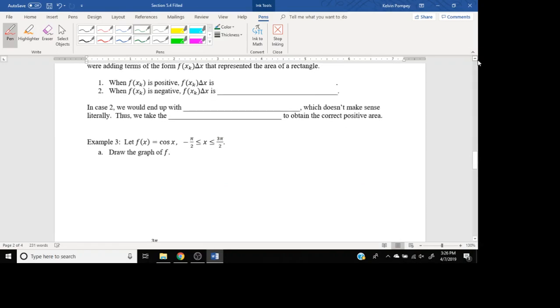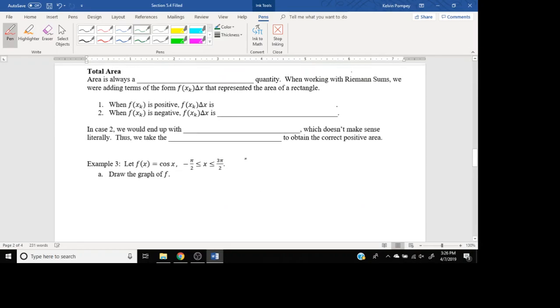Okay, so we've talked about area, and I'm going to be a little bit particular here. We're going to talk about the area between a function and the x-axis. Okay, so normally area, in general, is always positive. It is always a positive quantity.